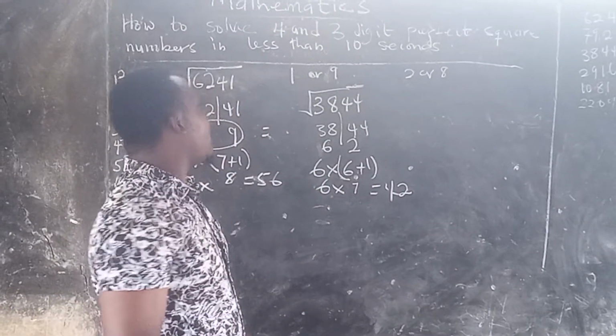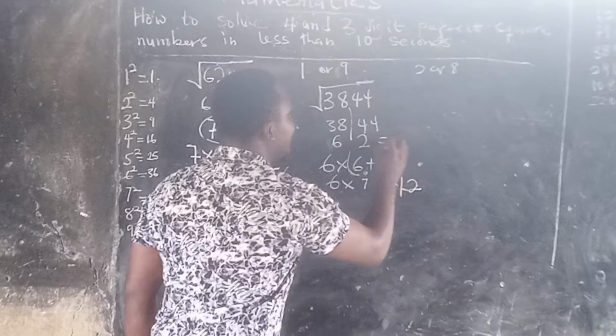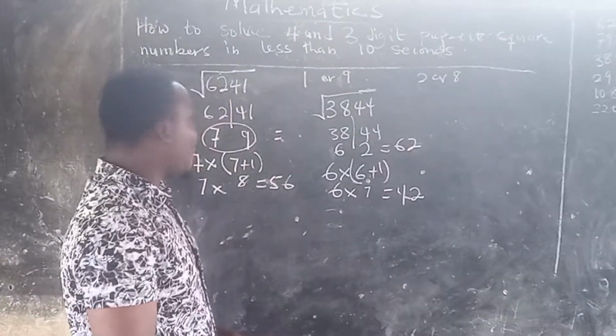So the square root of 3,844 is 62. The answer is 62. Now let's solve our last example.